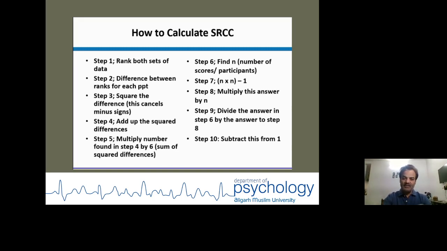Step 6, find n, number of scores or participants in your data set. Step 7, calculate n into n square minus 1. Step 8, multiply this number by n. Step 9, divide the answer in step 5 by the answer to step 8. Step 10, subtract this from 1. Then you will have the Spearman rank correlation coefficient.